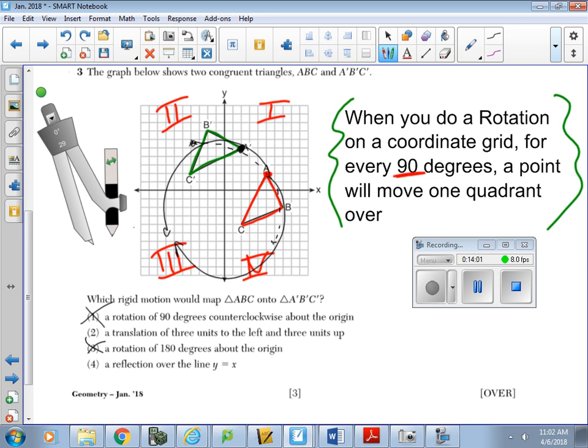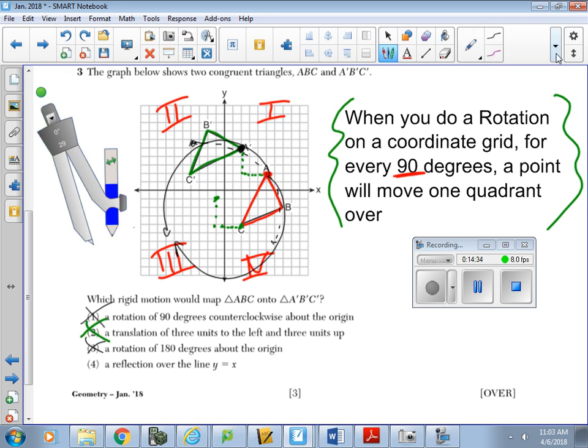If I look at 2, a translation of 3 units to the left and 3 units up, well, that would have to be true for all the points. And the thing is, if you just look at A, you could move it 1, 2, 3 units to the left, 3 units up, and you'd be like, oh, wow, that works. The problem is it doesn't work for my other points. If I take C and I move that 1, 2, 3, 1, 2, 3, that's not where the point is. The translation's got to work for all of them. So we can go ahead and eliminate that.